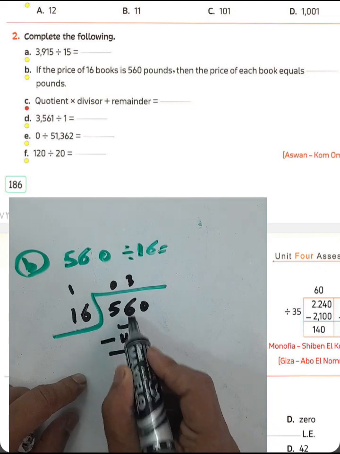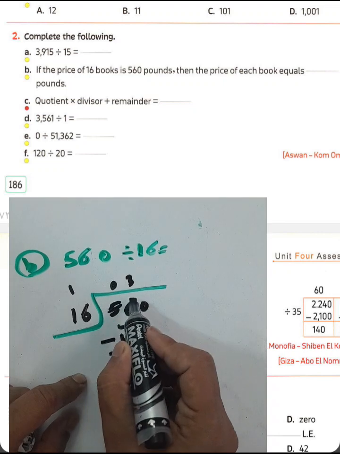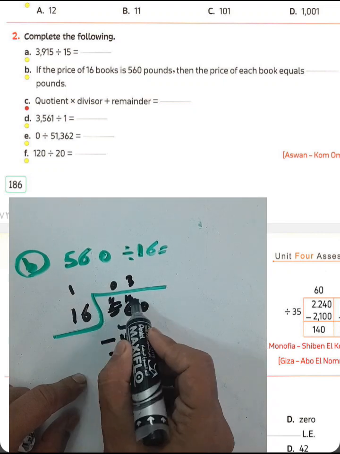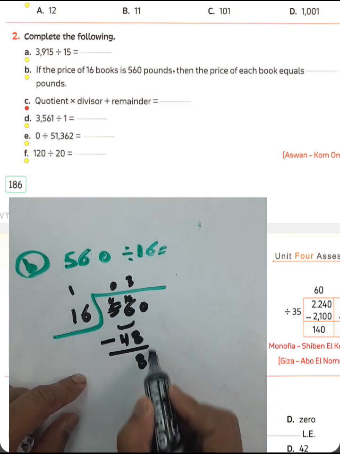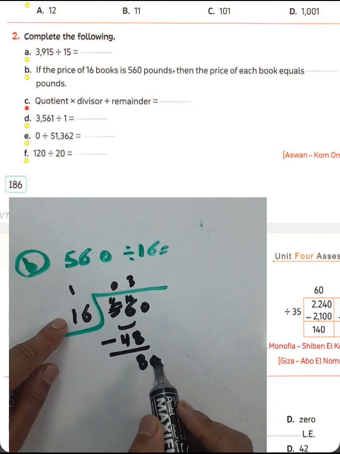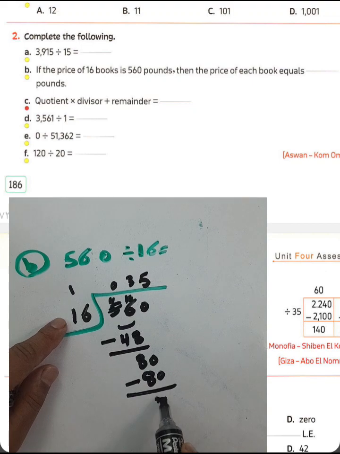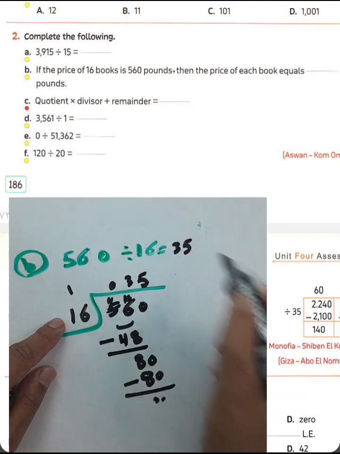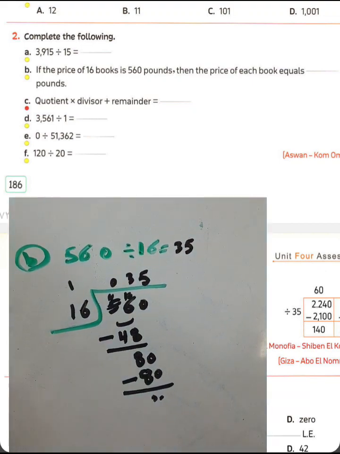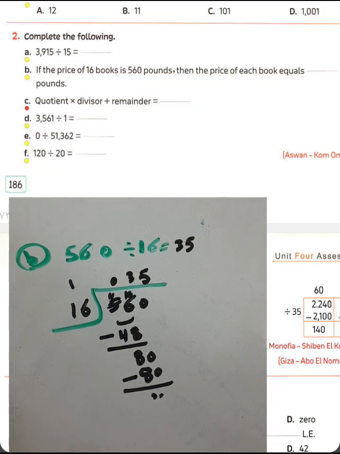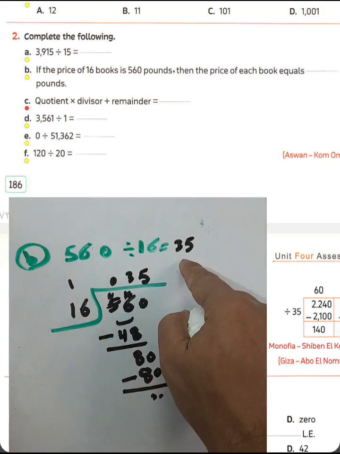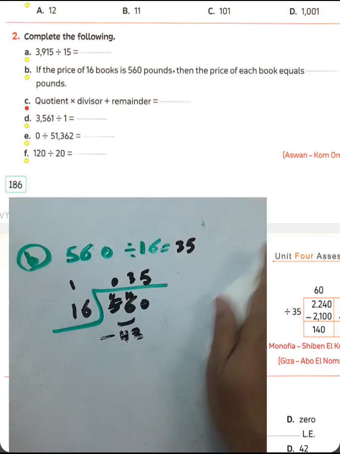And then 6 minus 8, we can't do it. Put 1. It will be 16 and here 4. 16 minus 8 equals 8. Then drop 0. 80 divided by 16 equals 5. 5 times 16 equals 80. So the result here will be 35. Understood? The result here will be 35 about question letter B. Then the price of each box equals 35 pounds.